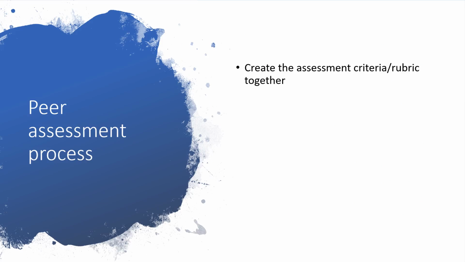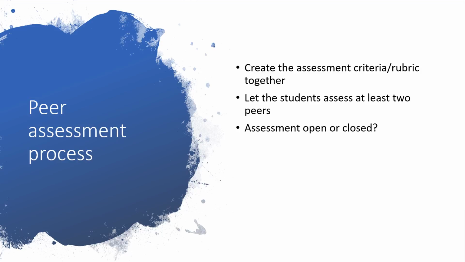You can let each student assess at least 2 of their peers. They get more practice, and that also means they receive 2 sets of feedback. Some decisions will need to be made by the teacher or students together. Should assessment be open for everyone to see, or should only the teacher, the assessor, and the assessed have access?